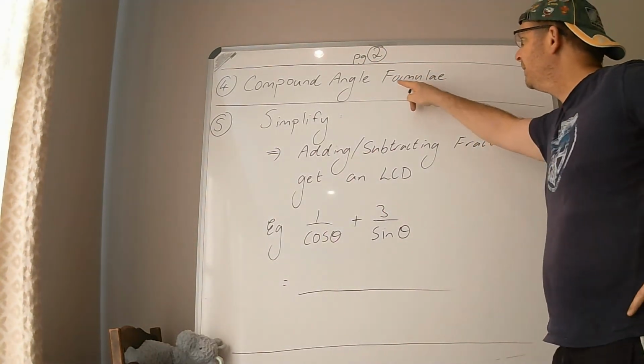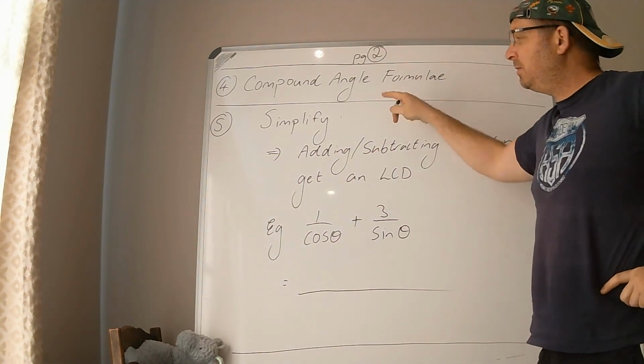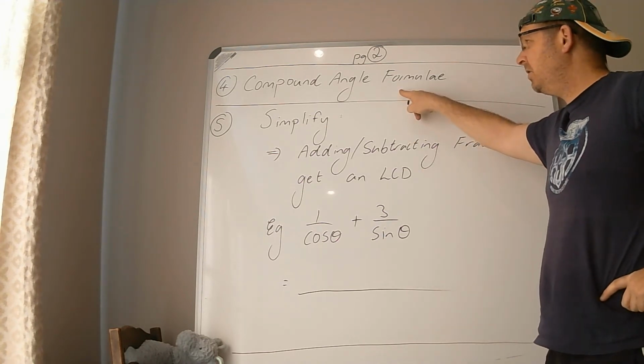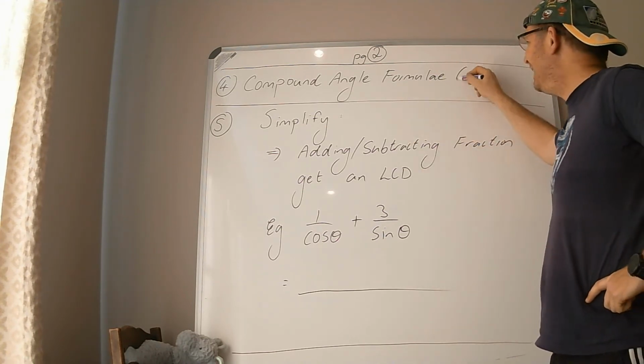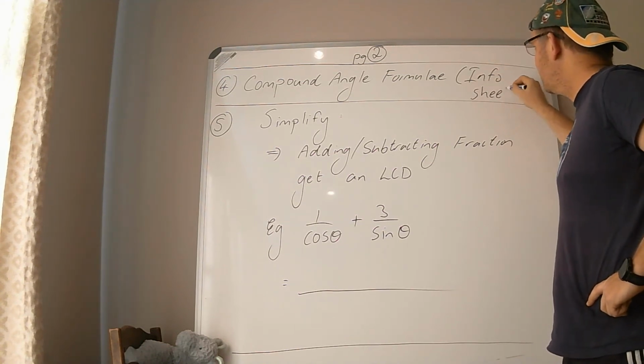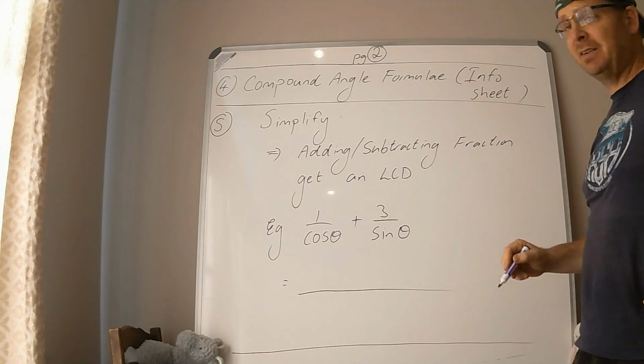Right, carrying on. Steps and tools for solving identities. Don't forget you can also use compound angle formula. See your info sheet. You've got to be working with your information sheet at all times, my guys. If you're not, you're being a bit of a dumbass.